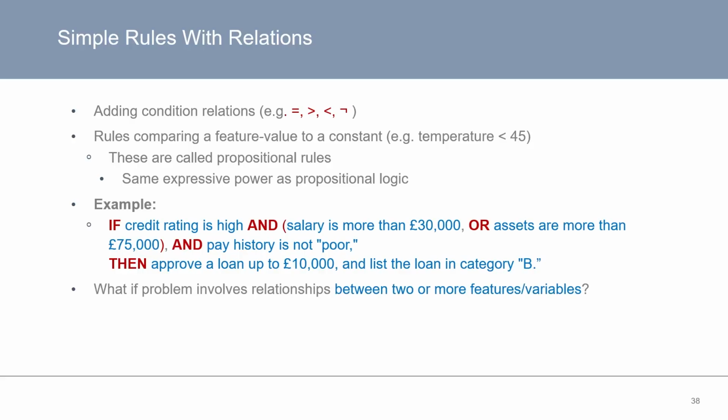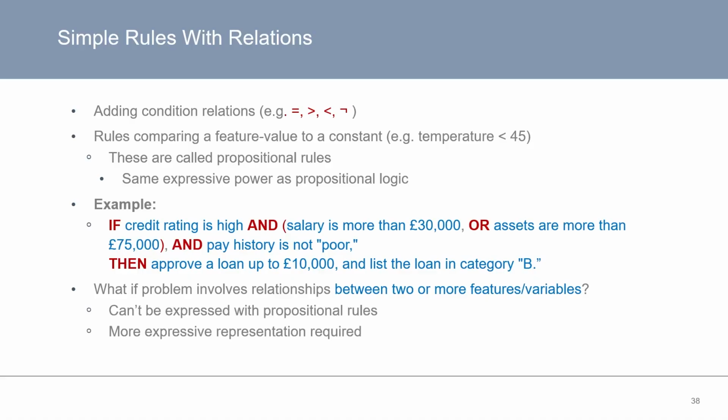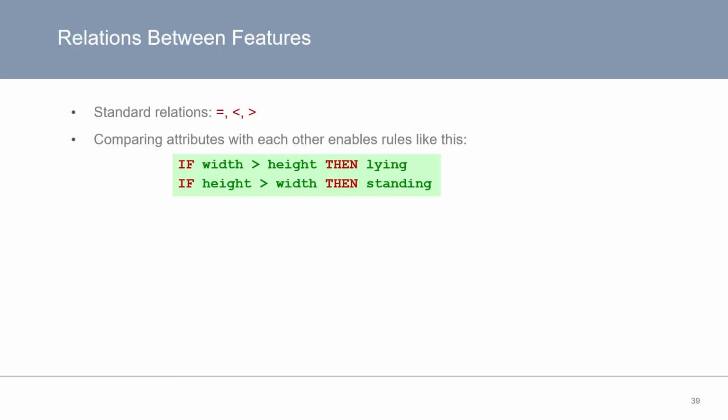But what happens when we want to solve a problem that involves relationships between multiple variable features? These can't be expressed with simple propositional rules, and a more expressive representation is required, similar to those we'll find in first-order logic. Fortunately, we can do this pretty simply in rules.